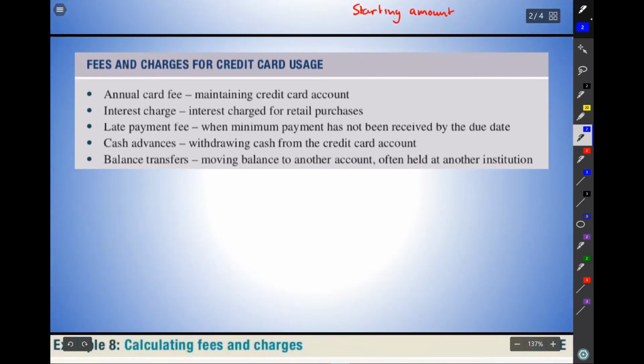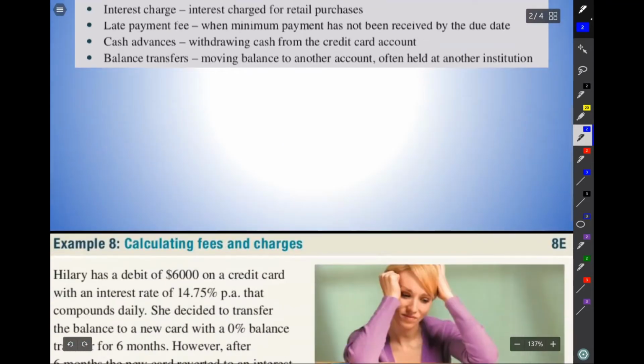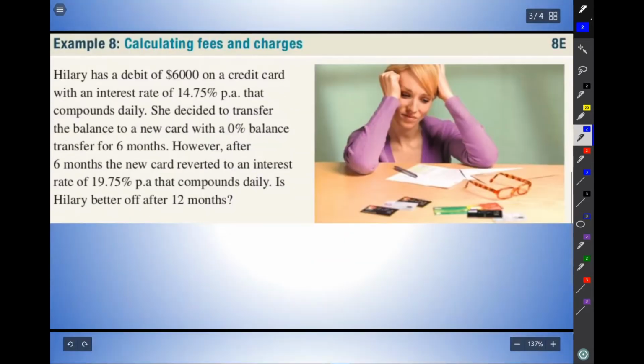Here are some examples of the kinds of fees and charges that you get on credit cards. It's not super important for you to remember this list. It's just important for you to recognize that there will be fees and charges, and exactly what they are will usually be given to you in the question. So let's jump straight into an example.